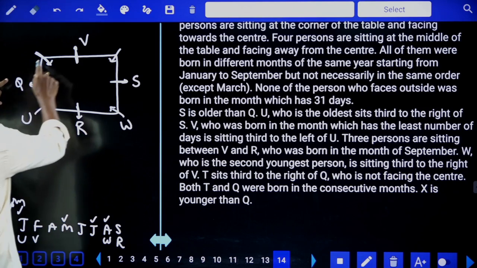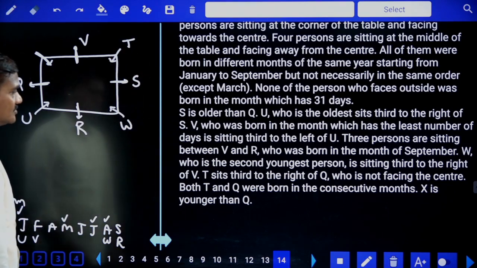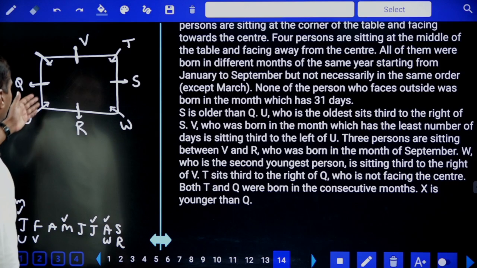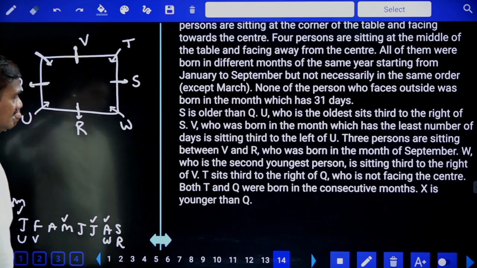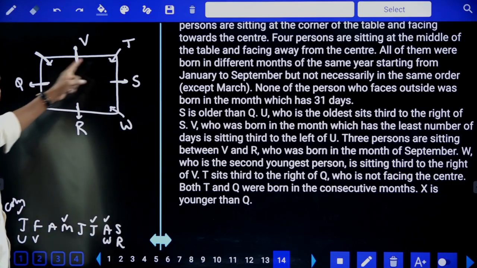Now if Q is here, what is the other possibility? We have T. T sits thought to the right of Q, and Q is away from the center. Both T and Q were born in consecutive months.